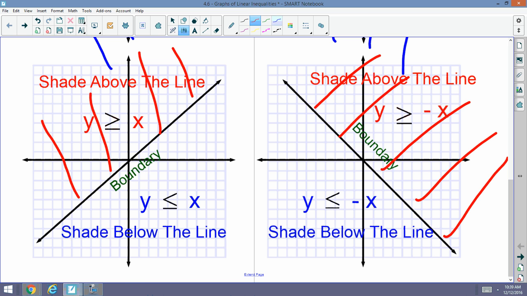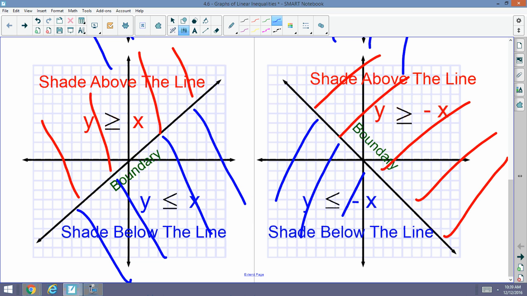If y is less than or equal to, solid line, shade below. Even if there's a negative slope, shade below. So please, don't do, oh, it's left, right. No, no, no. Don't even do up or down or anything to help you memorize. Read the function and find the y-intercept. From there, you'll know whether to shade above or below the line.